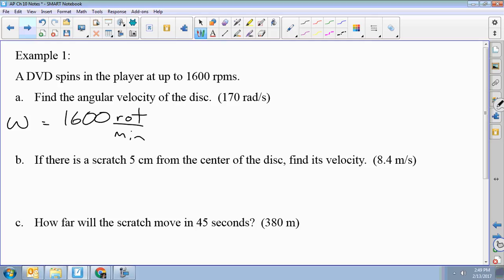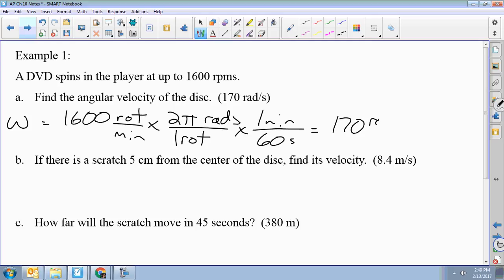But because it's most often measured in radians per second, I want to show you how you convert it. It's just dimensional analysis. One rotation is the same as 2 pi radians, and 1 minute is the same as 60 seconds. So multiply it out and you get 170 radians per second. Everybody good?